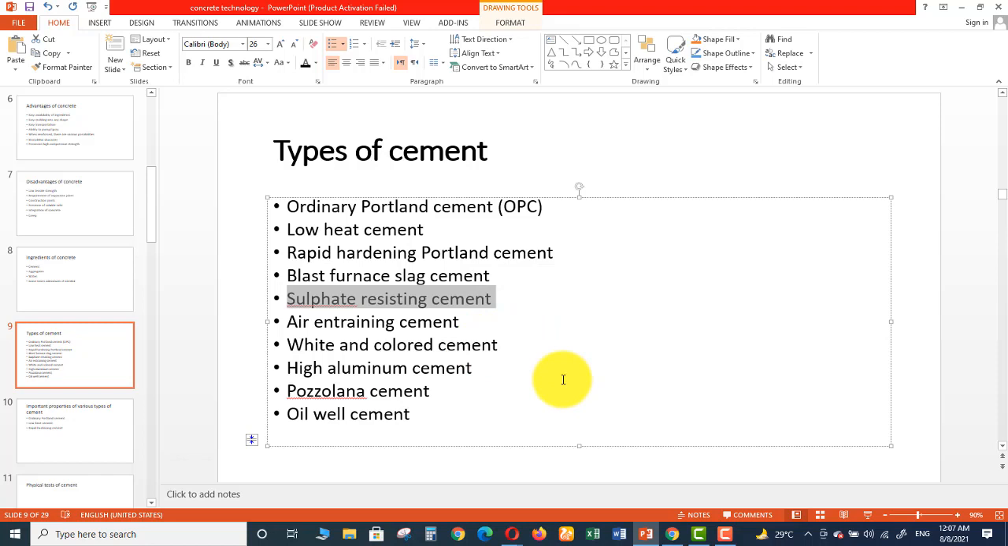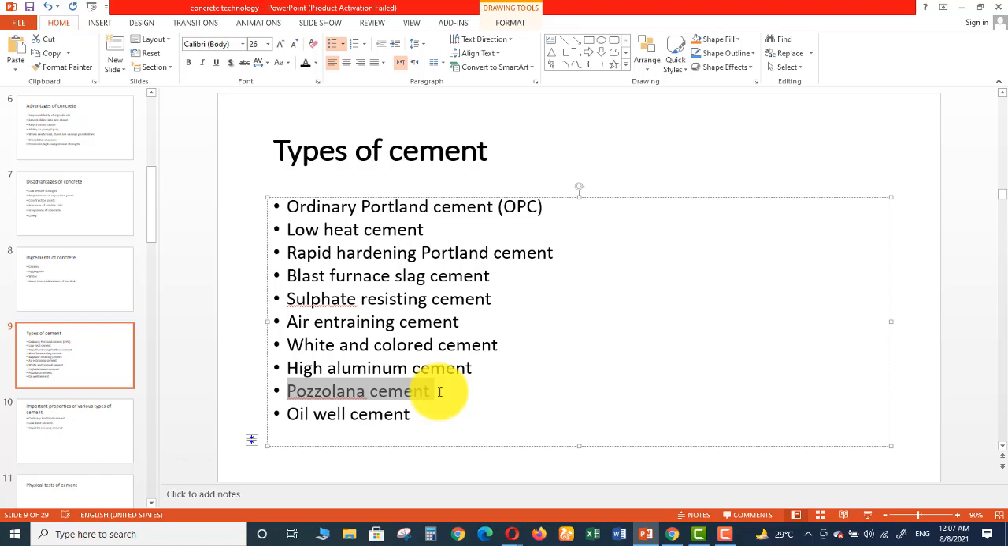And the next important type of cement is pozzolana cement. We are not going to discuss all the cement types. We will just discuss the important ones. And oil well cement, white and colored cement, air entraining cement, high alumina cement. These are not that important. The first 5 types and this pozzolana cement. These are the important types of cement.